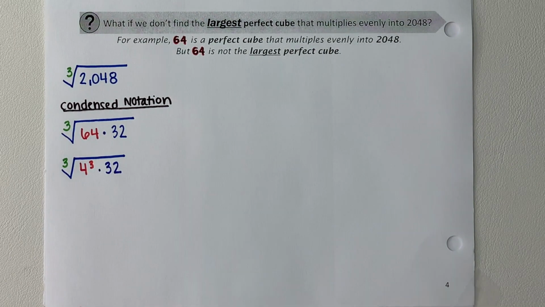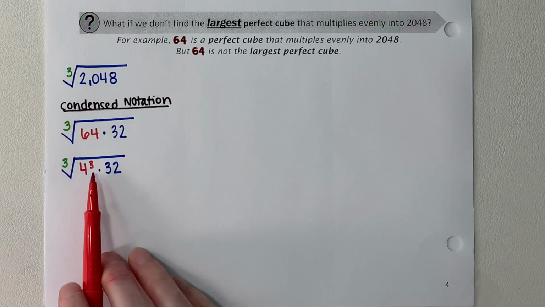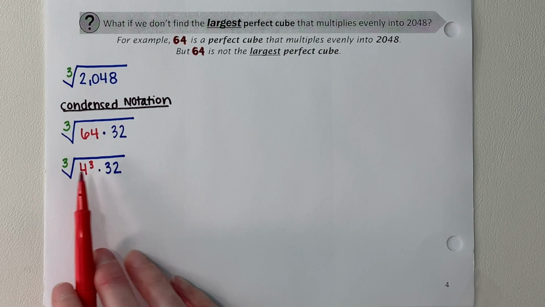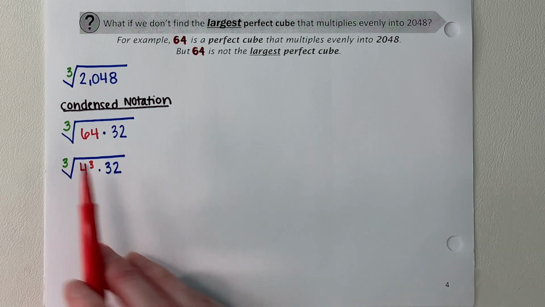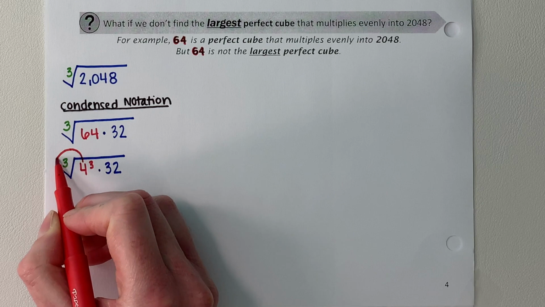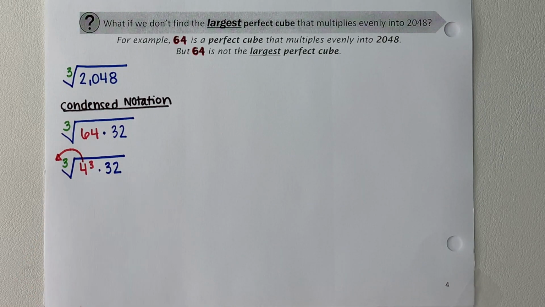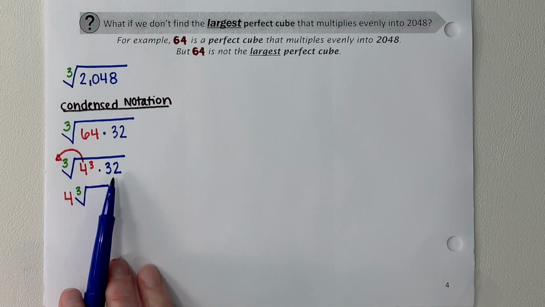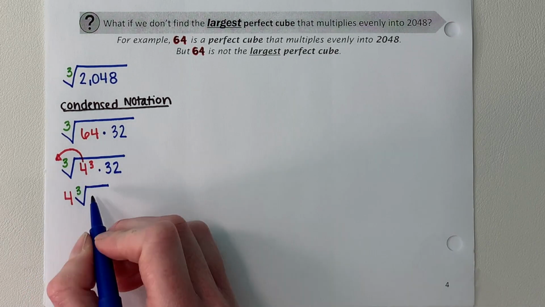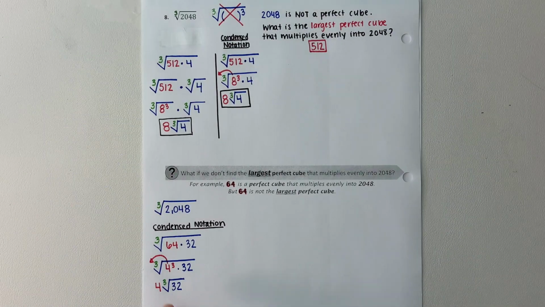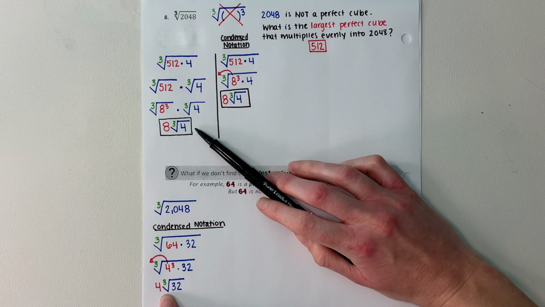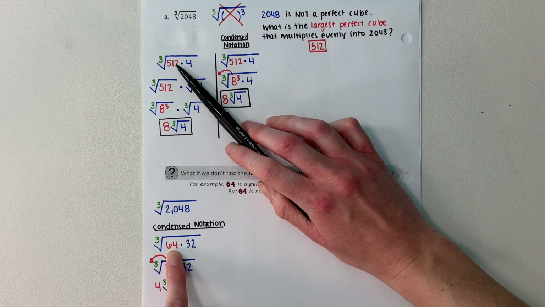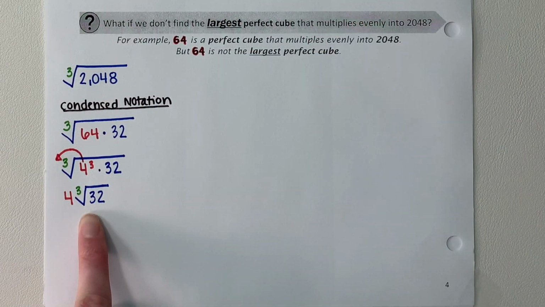Now, using the condensed notation, anything underneath the radical that has a 3 for an exponent to match this 3 index, we can pull out of the radical. So we're going to pull out the 4, and that makes the 4 outside of the radical. And now the 32 is still left underneath the cubed root. Now notice these answers don't match, and that's because 64 was not the largest perfect cube. 512 was. But we still can get the correct answer. It's just going to take some more steps.